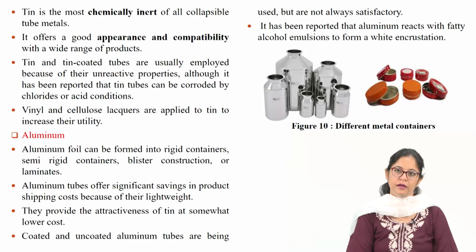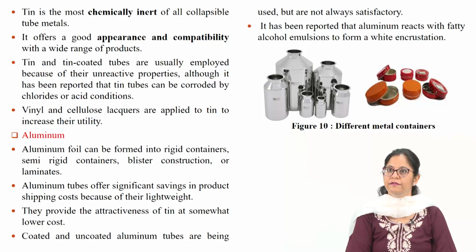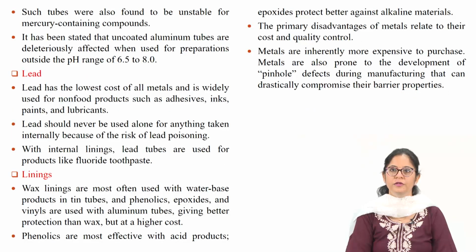Aluminium foil, which is prepared from aluminium, is the next metal which can be used, and it can be formed into rigid containers, semi-rigid containers, blisters, as well as construction of laminates. Aluminium tubes offer significant savings in product shipping costs because of their light weight. They provide the attractiveness of tin at somewhat cheaper cost. Coated and uncoated aluminium tubes are being used but are not always satisfactory. They have been reported to react with fatty alcohol emulsions to form white encrustations. Such tubes are also found to be unstable for mercury containing compounds.